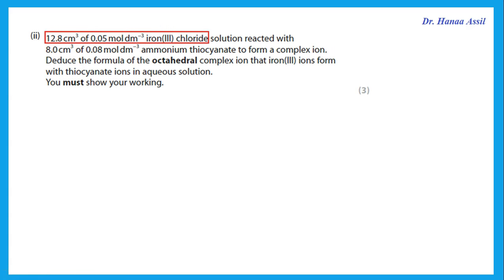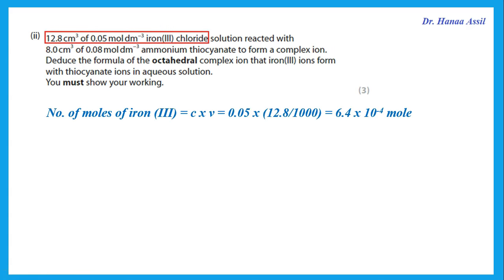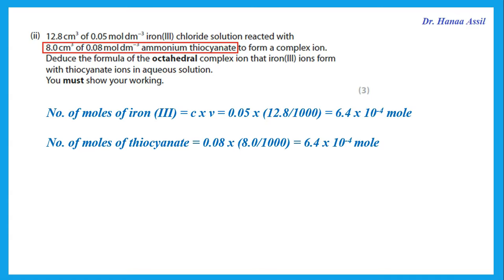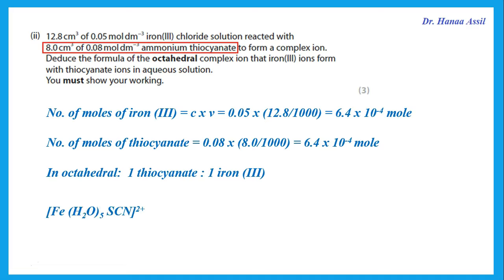So based on what we're told, I can get the number of moles of iron 3, concentration times volume, and I can get the number of moles of the thiocyanate, and I find that they're the same number of moles. That means the ratio of the thiocyanate to the iron 3 is 1 to 1. That means my iron 3 complex has only 1 thiocyanate, but it is octahedral. That means the other 5 ligands must be the water ligands. So this is the formula of the octahedral complex ion.